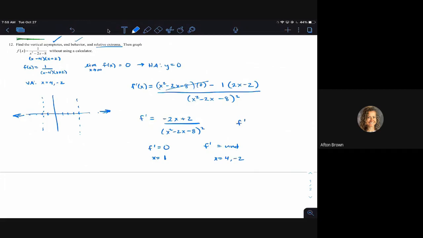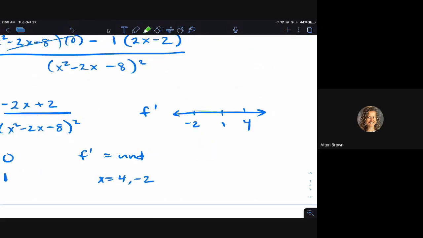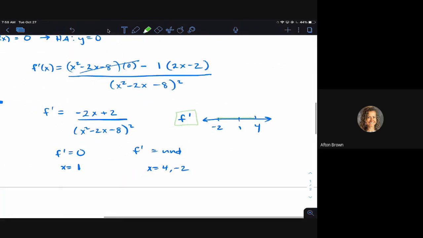So I could do an F prime sign chart. I'm still going to list -2, 1, and 4. But really the only interval I have to check is right here, because I know -2 and 4. Well, I guess I might as well. It will help me graph. So I want to know if F prime is positive or negative. Here's F prime. What's true about the bottom though? Always positive. That's going to save ourselves some time. All we have to do then is check the top.